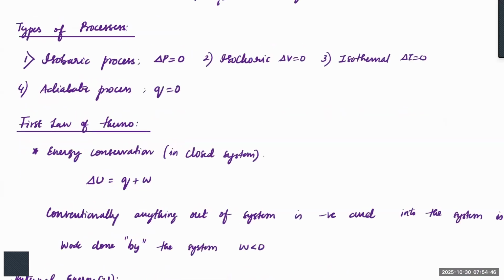What are the types of processes? Isobaric process, where you have delta P is equal to 0. Isochoric process, delta V is equal to 0. Isothermal is delta T is 0. Adiabatic is Q is equal to 0.